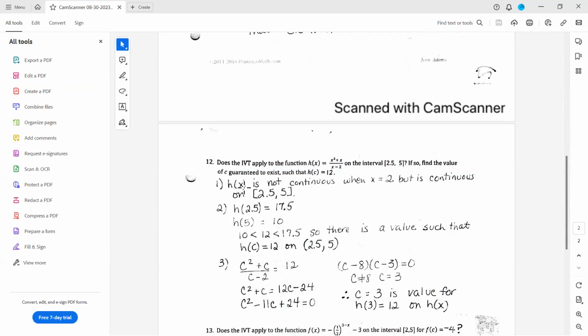Does the IVT apply to the function h of x equals x squared plus x over x minus 2 on the interval 2 to 5? If so, find the value of c guaranteed to exist such that h of c equals 12.